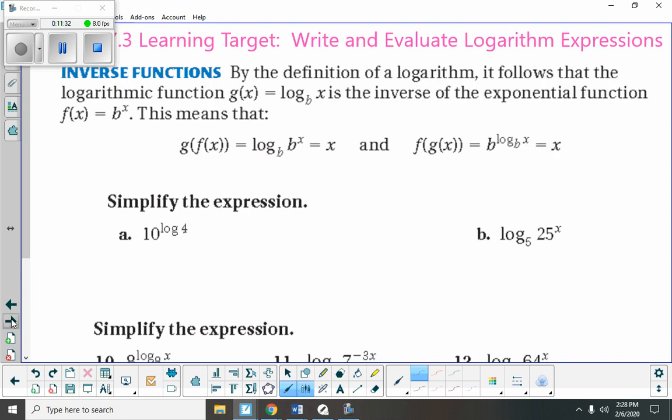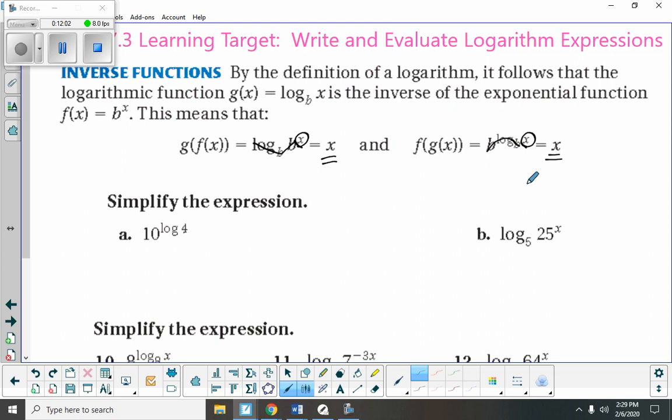Let me go on and show you that. If you have log base b of b to the x, it will equal x. Or if you have b to the log base b of x, it will equal x. Basically what's happening here is that this undoes this and your answer is the x. So b to the log b, they're inverse functions, so your answer is x.